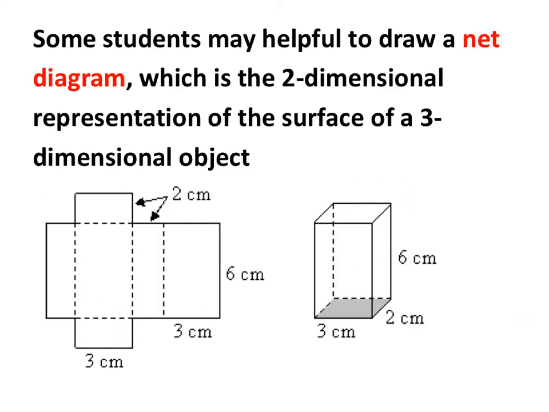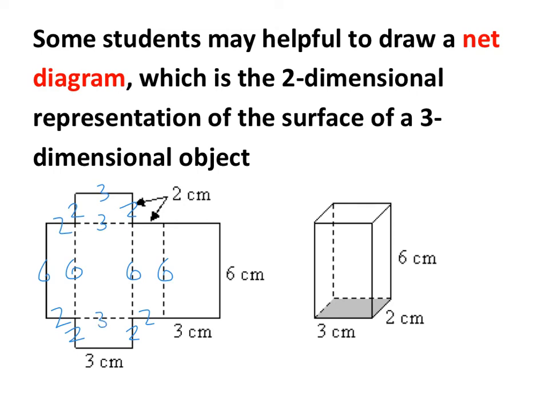For questions related to surface area, some students may find it helpful to draw a net diagram, which is a two-dimensional representation of the surface of a three-dimensional object. It's almost as if we cut open some of the edges of the object to unfold it and see what it would look like if it was completely flat. Then students can start to fill in measurements on their net diagram, which might be a nice visual way to see what the rest of this object looks like, and then start finding the area of each of the faces represented in the net diagram.